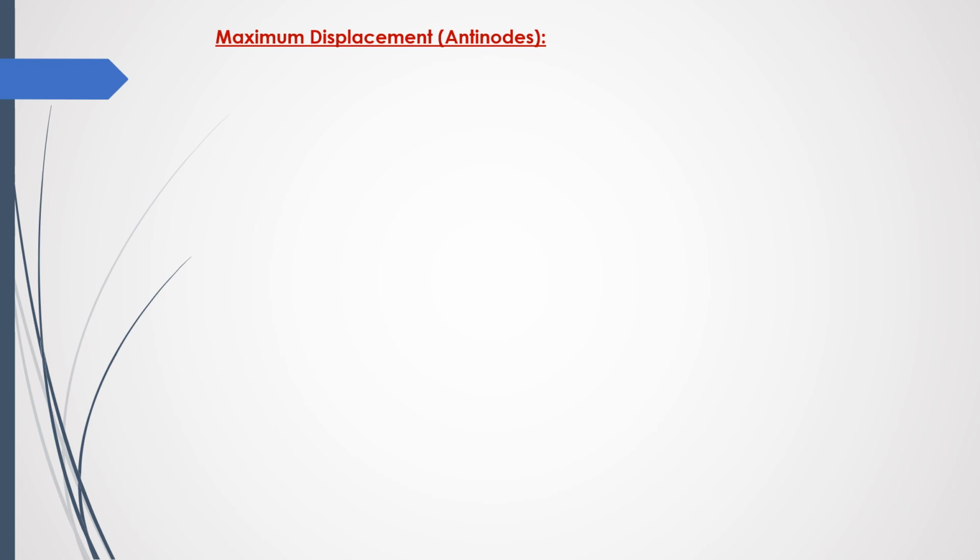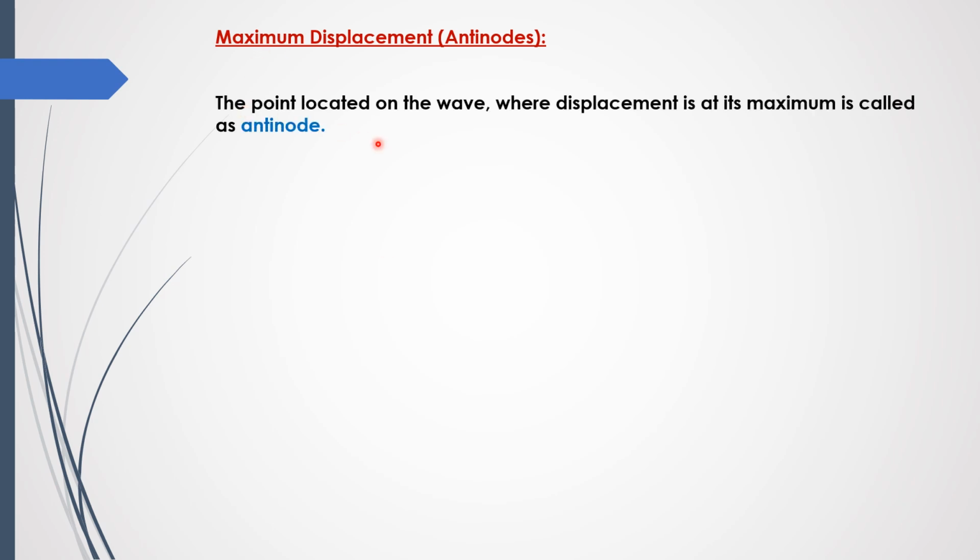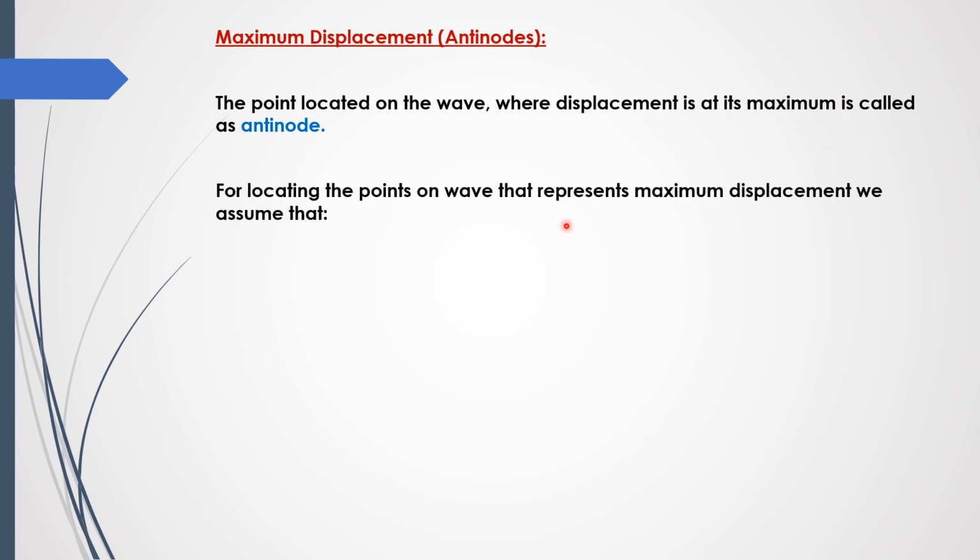Maximum displacement, which is antinodes: the point located on the wave where displacement is at its maximum is called an antinode. For locating the points on the wave that represent maximum displacement, we assume that sin(kx) is equal to 1. We all know that sine and cosine are periodic functions, and they repeat their values after 2π radian or 360 degree. Sin θ is maximum when the angle is 90 degree, or in radian scale, it is π/2 radian, and its value is 0 at 0 degree or 0 radian.